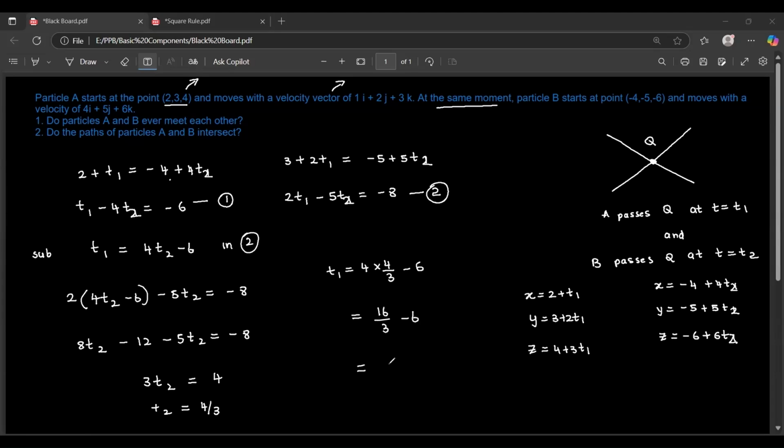Well, it won't work. Why? t1 cannot be less than 0. It has to be greater than or equal to 0. So their paths cannot intersect. Since this is not possible, we can confidently say their paths do not intersect, because no one can travel to minus 2 or 3 seconds. So we can definitely say their paths cannot intersect.